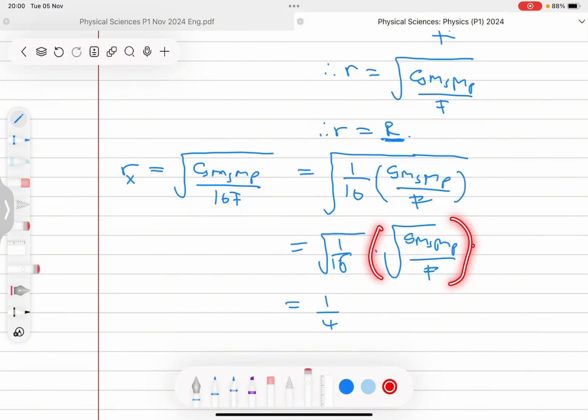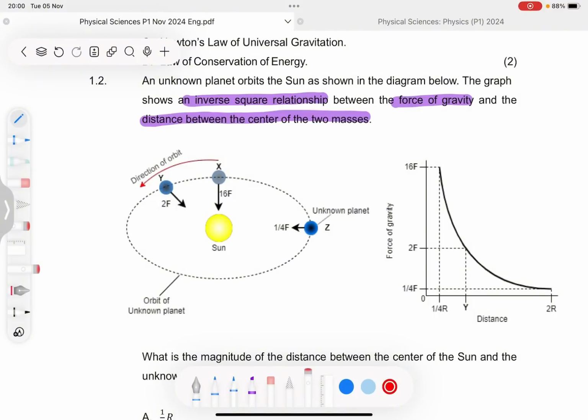But notice that this guy here is exactly this guy here, right? They're exactly the same. We said this is R, then I can write this as R. That's the reason why when we have a big force here, we have a small distance of 1 over 4 R, because they're inversely proportional. A big force would mean our objects are closer to each other. And you can see here that the sun is a bit closer to the planet in terms of distance.